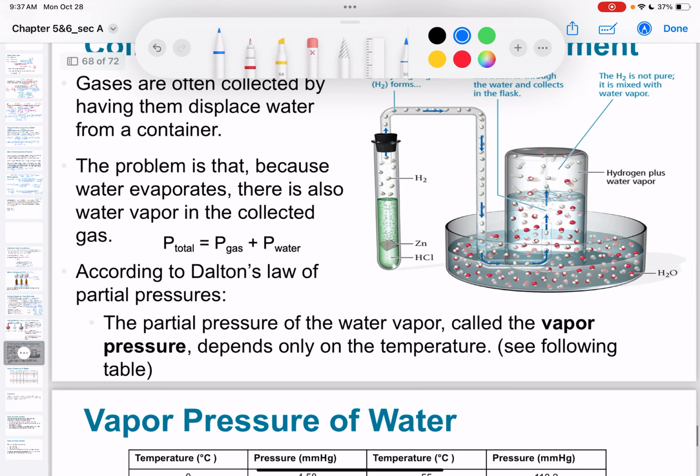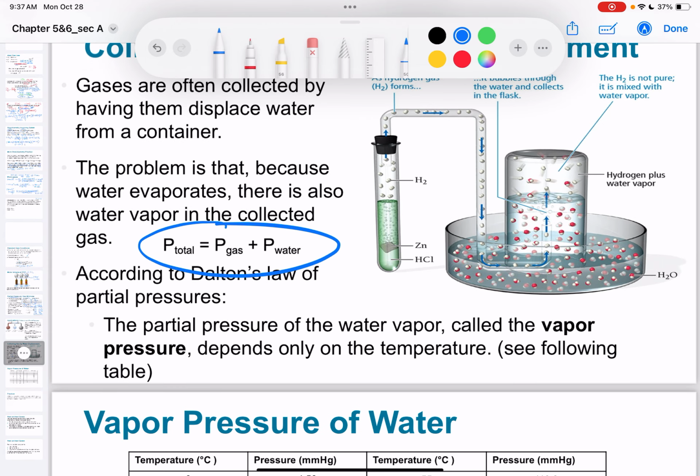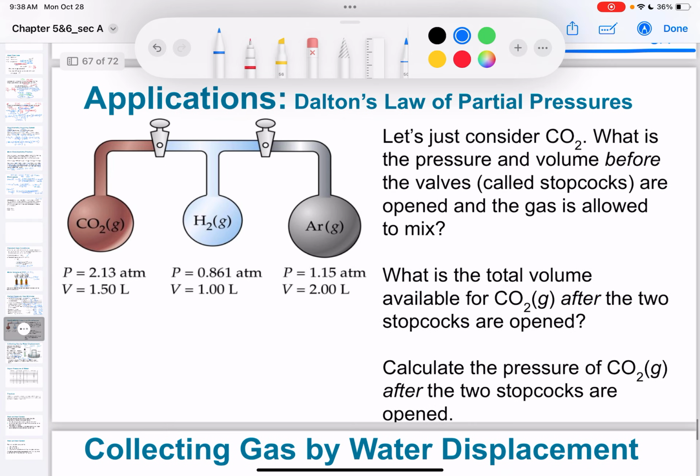And the reason why that one's important is because we'll be measuring a total pressure, but that total pressure is going to be the sum of the gas and the water. So if we want to know the gas, we're going to have to subtract off the pressure of the water. So P gas will ultimately be equal to the total pressure that's measured minus the pressure of the water. So we'll get to that in just a second.